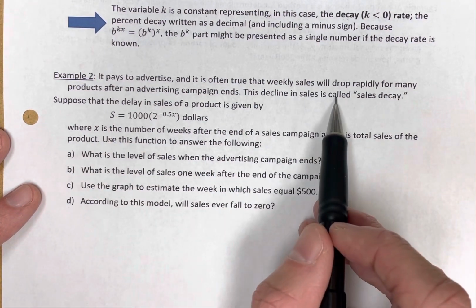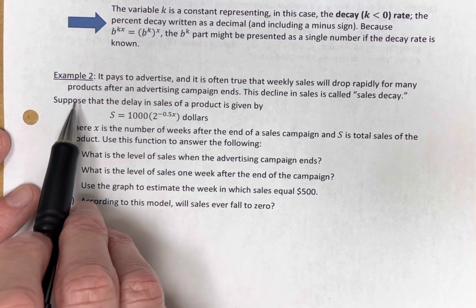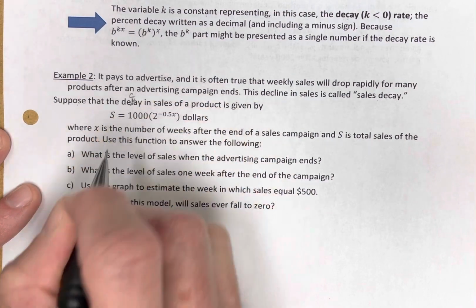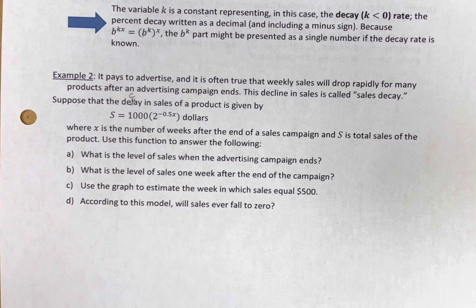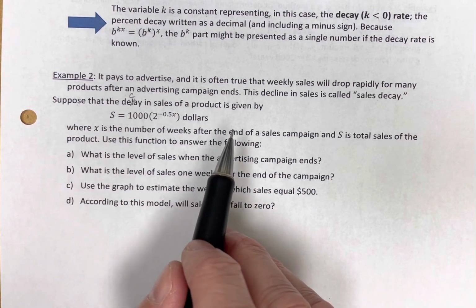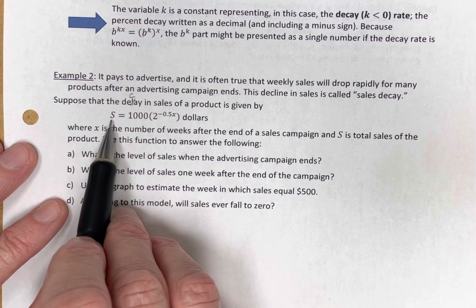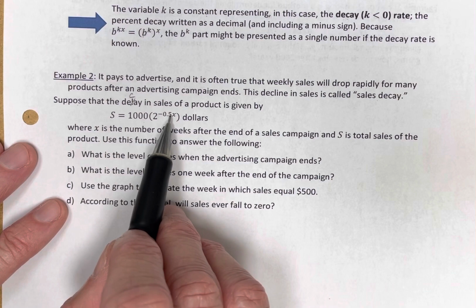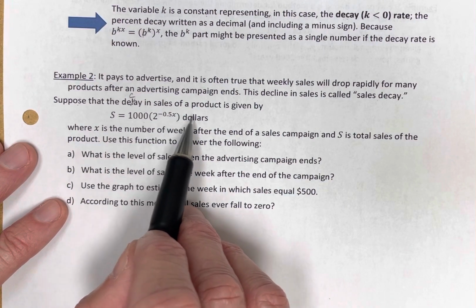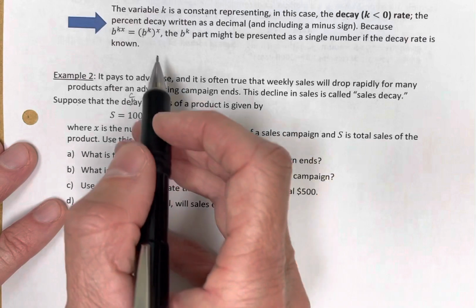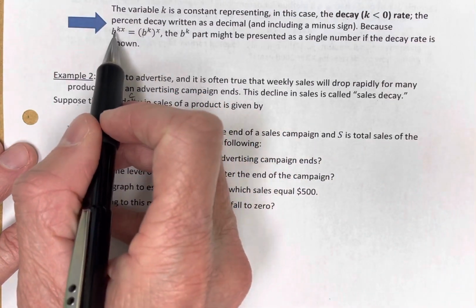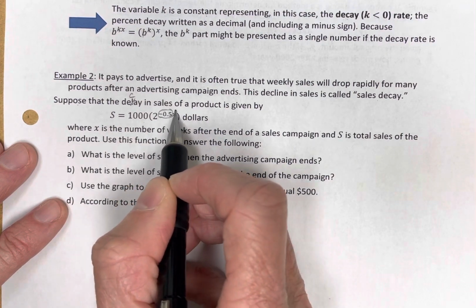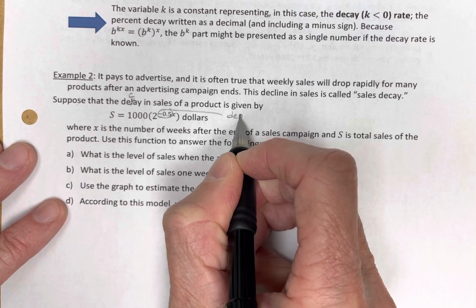So this decline in sales is called sales decay. Suppose that the decay in sales of a product is given by sales equals 1,000 times 2 raised to the negative 0.5x dollars. Now notice here, this is an example where I know that this is the decay rate. Okay, this is the decay rate.